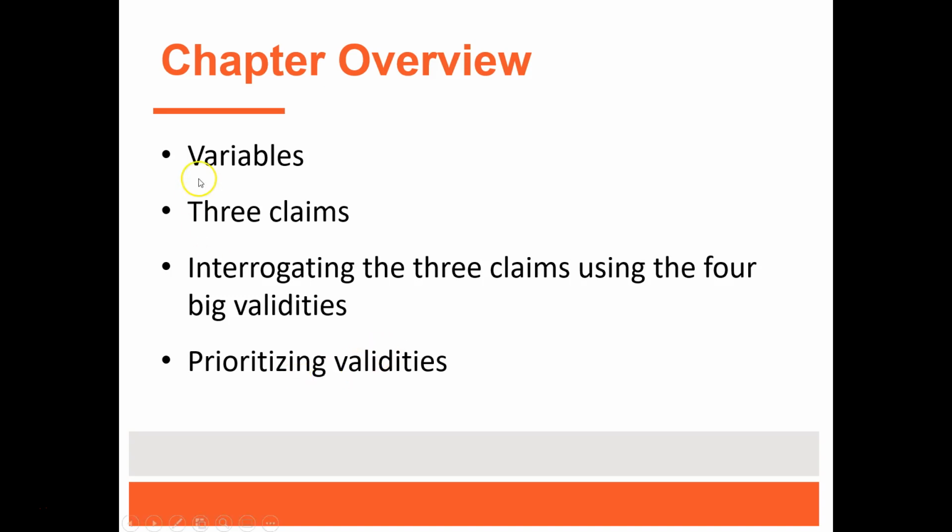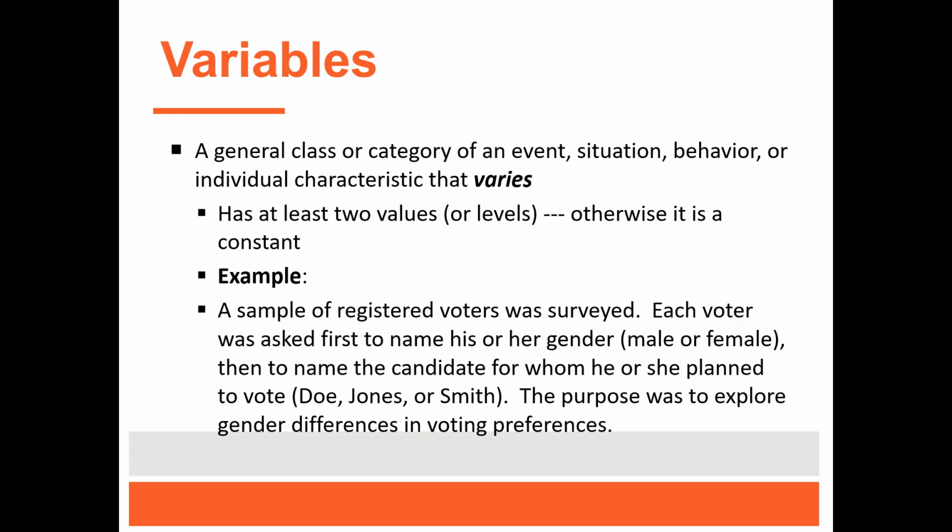So we're going to talk about variables, 3 claims, interrogating the 3 claims using the 4 big validities, and prioritizing validities. And you'll see that throughout the chapters, we keep coming back to the 3 claims and 4 validities concept again and again. So this is a real important chapter to understand. We will start with the term variables.